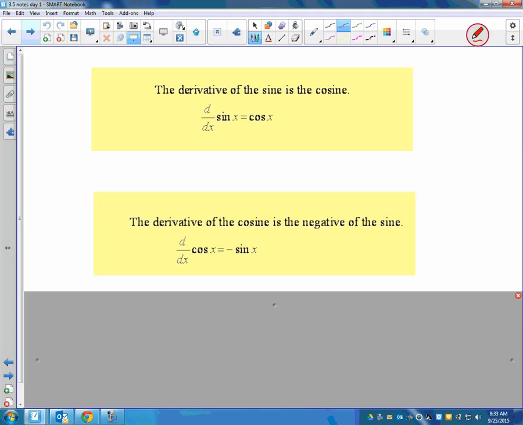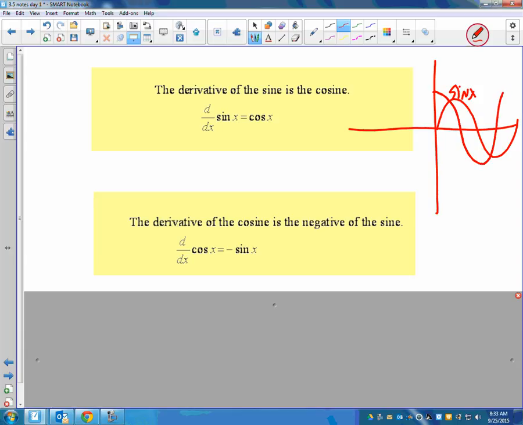The derivative of sine is cosine. And think about the graphs of sine and cosine. The graph of sine goes like this. The graph of cosine goes something like that. Anyway, if you took the slope at any point on sine, its value would be cosine. So remember that this is the notation for derivative, and you just need to know this.